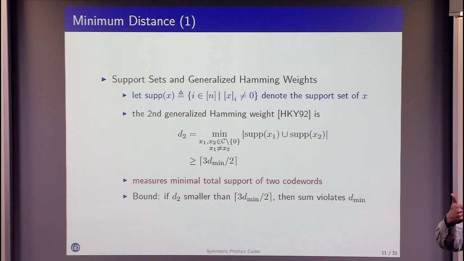Because if you have 2 code words whose total support is too small, you can add them together and get below minimum distance. So the only thing you're seeing here is saying that if they're smaller than that, when you add them together, you get less than minimum distance. So it's a very simple idea. And so we have this.